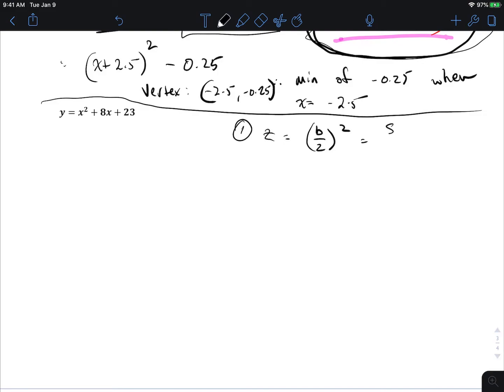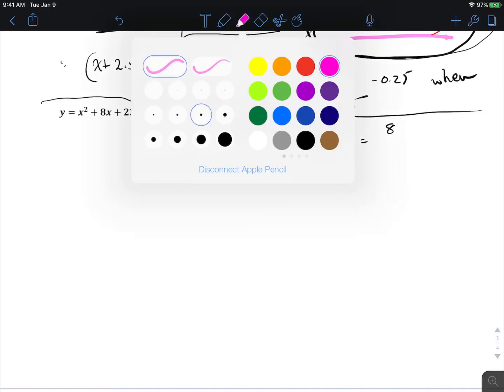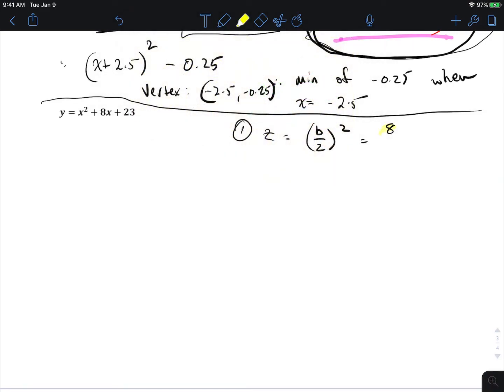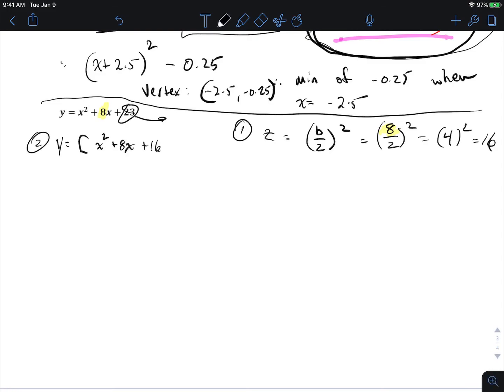So B in this question is 8, right? 8 comes from the B value in the standard form. 8 divided by 2, squared. So I'm going to get 4 squared, which is equal to 16. Okay. So second step, rewrite it, add Z and subtract Z, and throw the last term away. Right? So y is equal to, open the square bracket, x squared plus 8x plus 16 minus 16 plus 23.